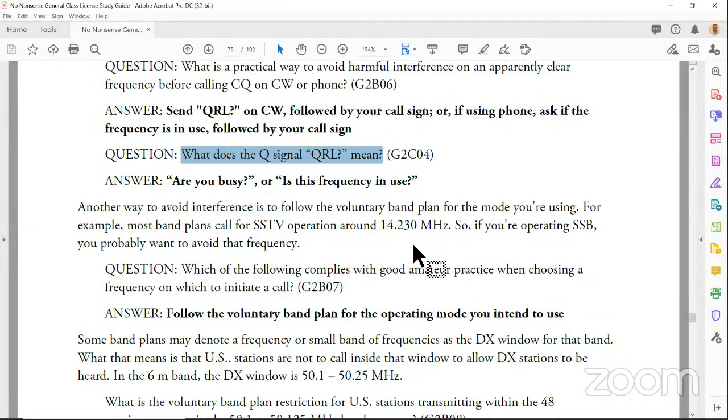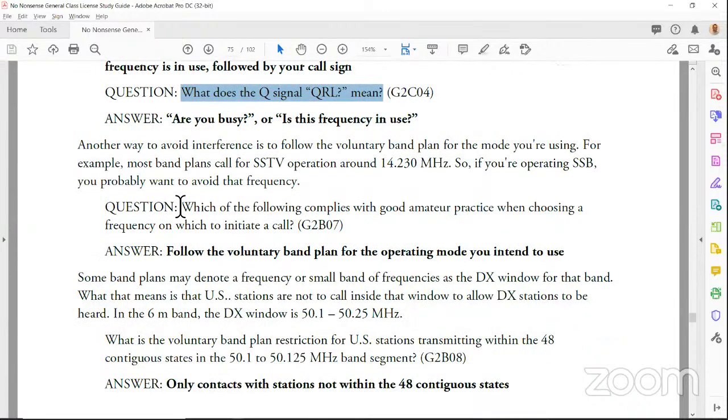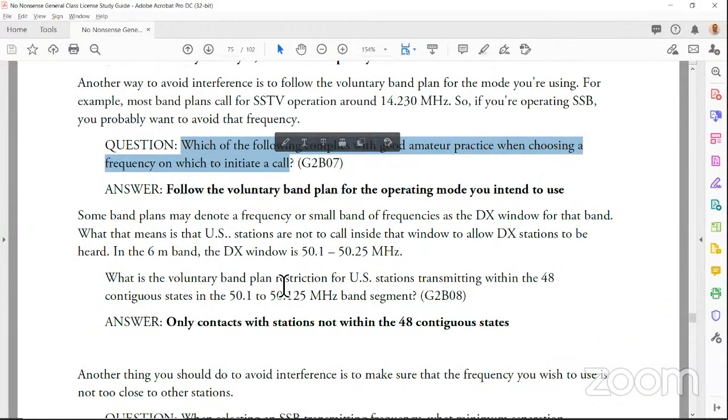So it relates to the previous question. What does the Q signal QRL mean? Recall we said that there are a couple of Q codes or Q signals that you need to learn for the exam. This is one of them. QRL means, are you busy? Or is this frequency in use? Hence the reason we used it to answer the question before. QRL. Next question in the question pool.